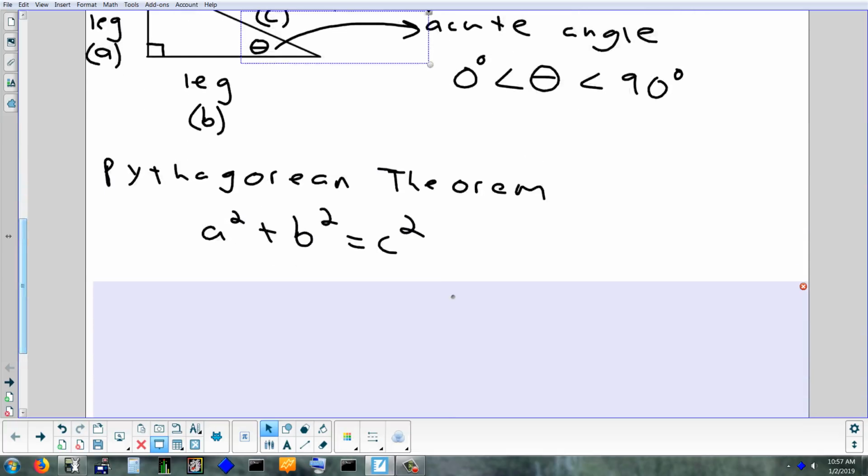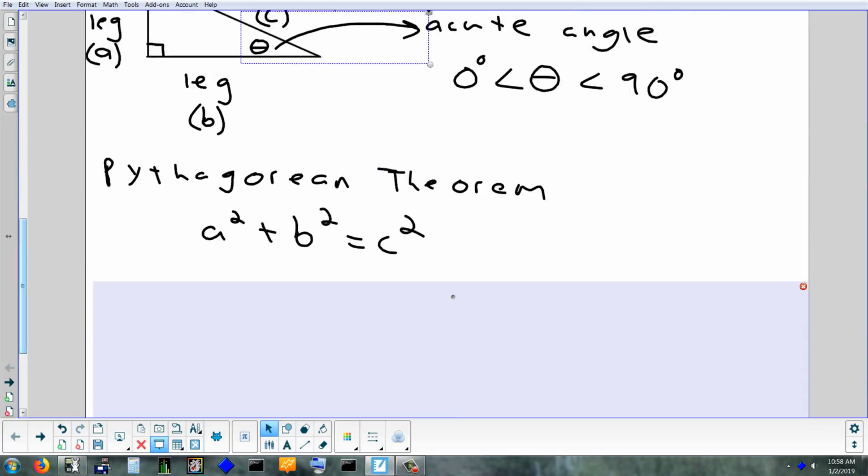All right, so let's take a look at the Pythagorean theorem. I'm not really interested in what it is. I'm sure most people could spit that out and just say a squared plus b squared equals c squared. Why? Anyone know why a squared plus b squared equals c squared?